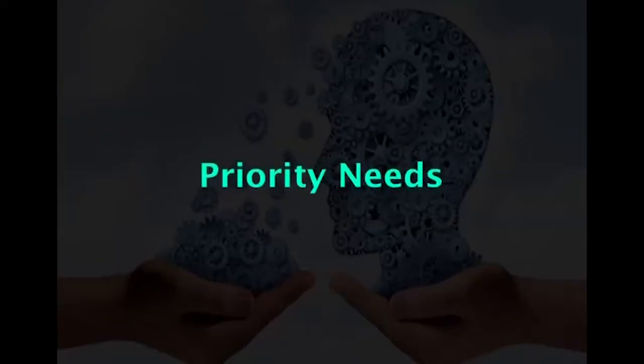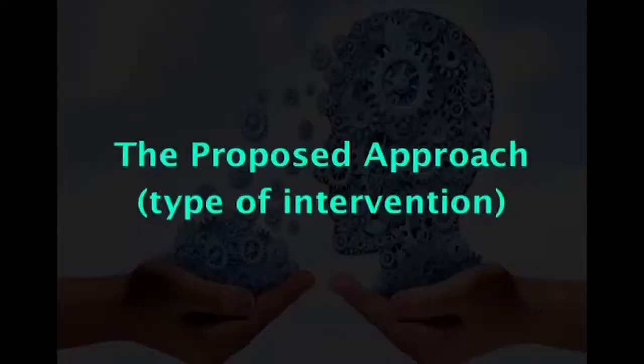Priority needs. The needs of the target group that have arisen as a direct negative impact of the problem should be prioritized. An explanation as to how this decision was reached must also be included. The proposed approach or type of intervention. The project proposal should describe the strategy chosen for solving the problem and precisely how it will lead to improvement.